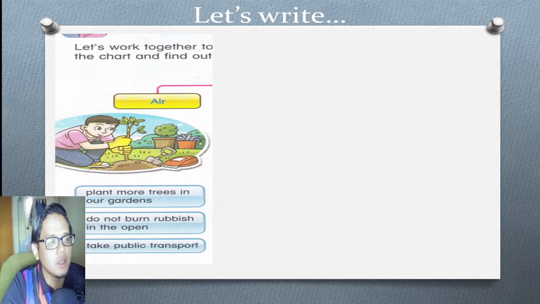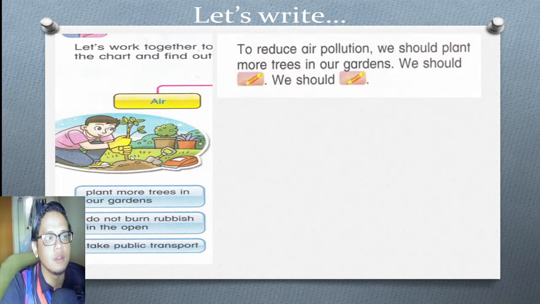Let's write. What I will do is write about how to reduce air pollution by using these 3 points: plant more trees in our gardens, do not burn rubbish in the open, take public transport. I will use these 3 points to write. In your textbook, if you can see, these sentences are already there.